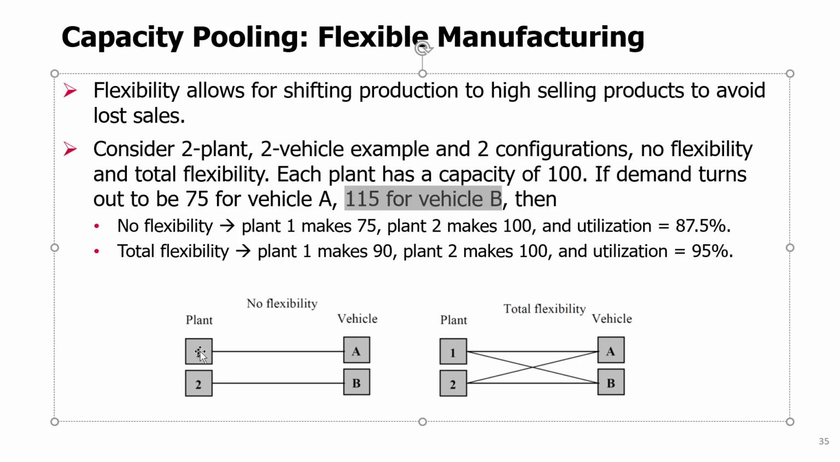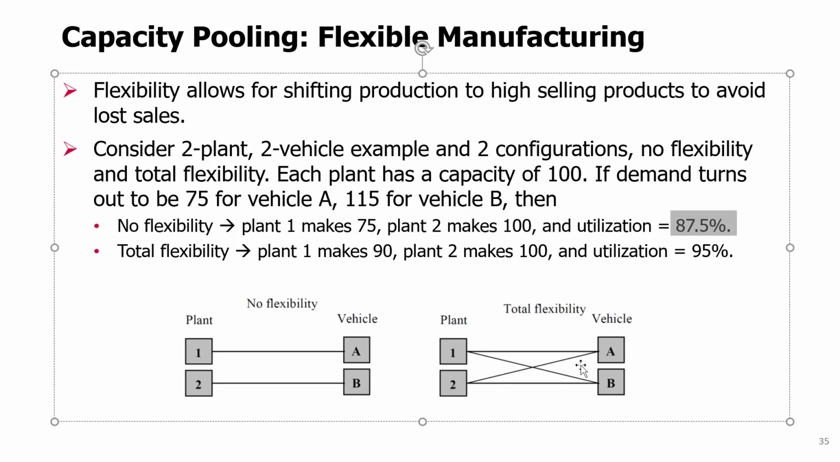So in this one, of course, plant 1 will be underutilized because for A we only have demand for 75 units. So plant 1, in this case, will make only 75 units and there is nothing else it can do. It will be idle for the remaining 25% of its capacity. Whereas plant 2 will make 100, but the demand is 115. It could have made more, but of course it doesn't have the capacity. So on one hand, for the first vehicle, we have too much capacity that is underutilized, and for the second vehicle, we have lost sales. And the utilization will be 87.5% and some lost sales occur.